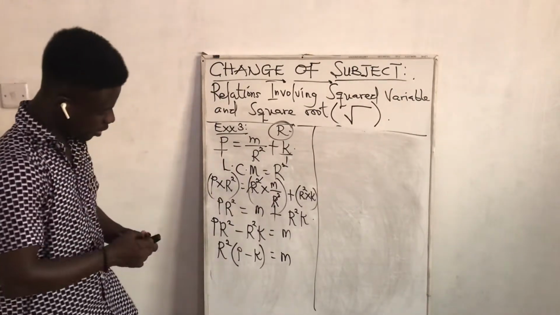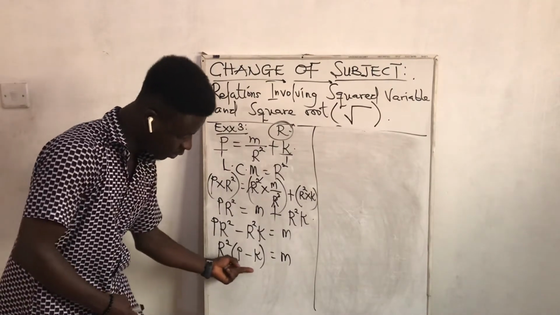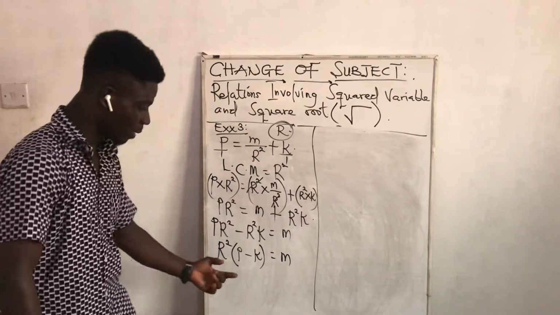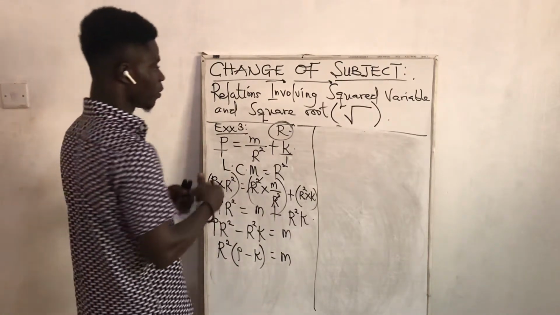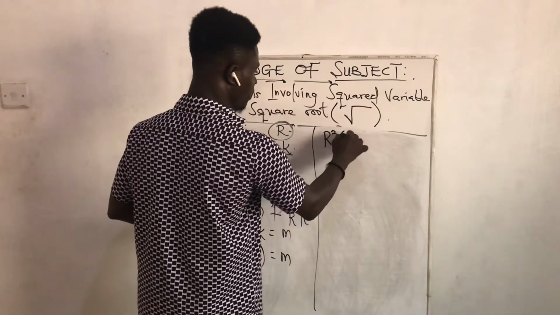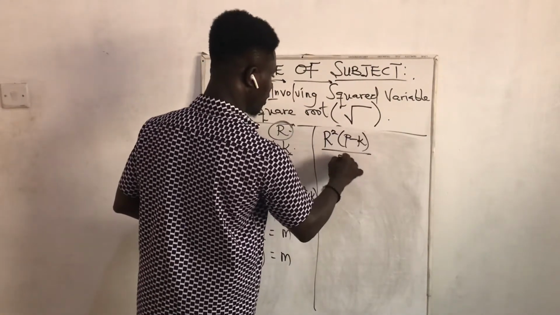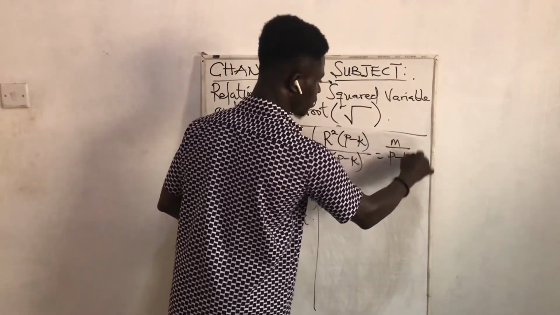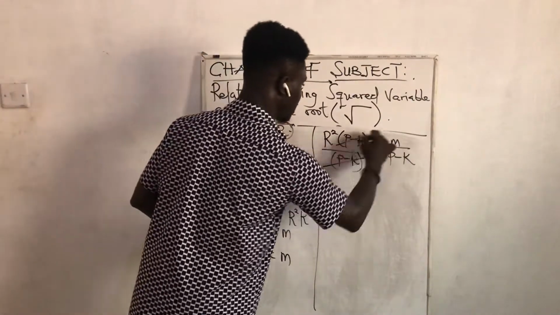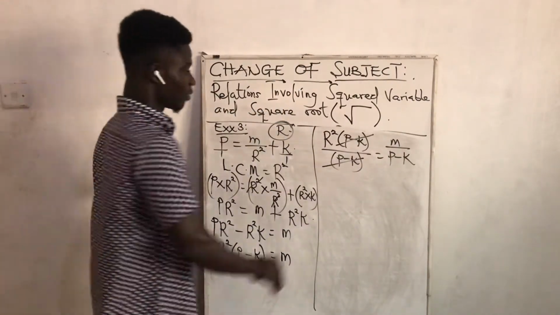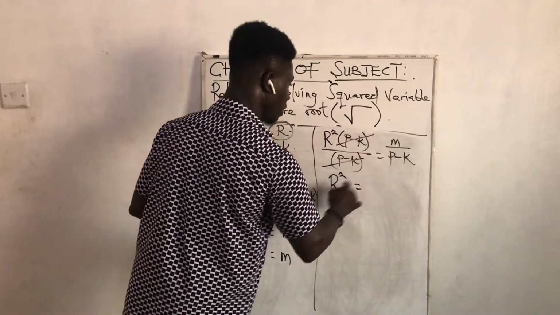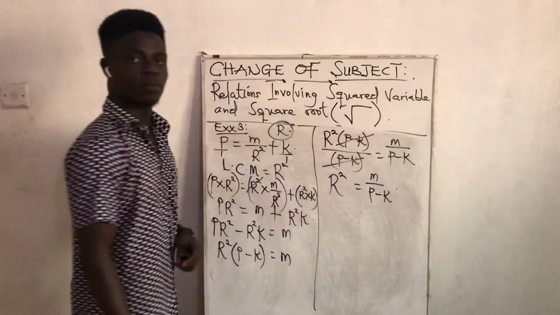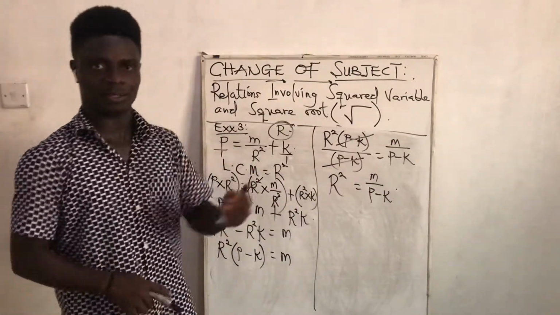So what do we do? Now since R squared is multiplying the whole of this expression, P minus K, we have to divide both sides by P minus K. So R squared times P minus K over P minus K equals M all on P minus K. So this one cancels that, right? So I have R squared being equal to M on P minus K.